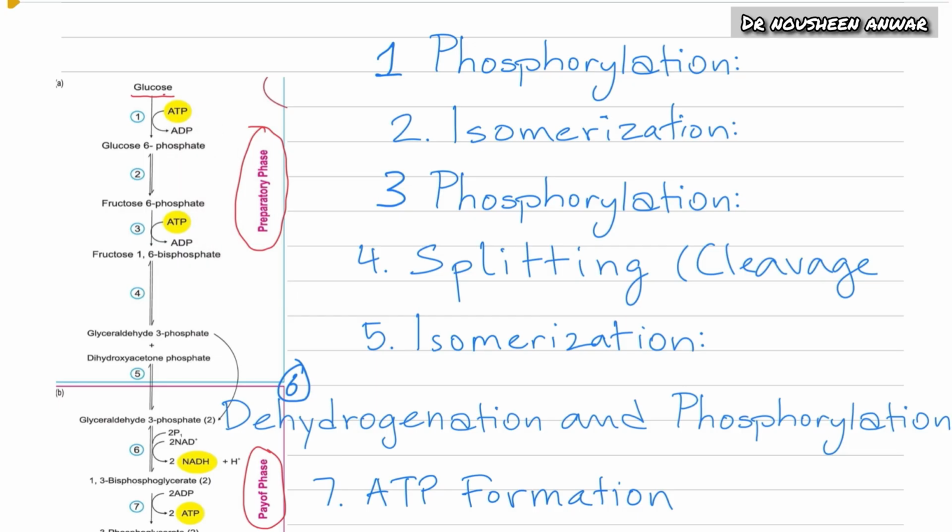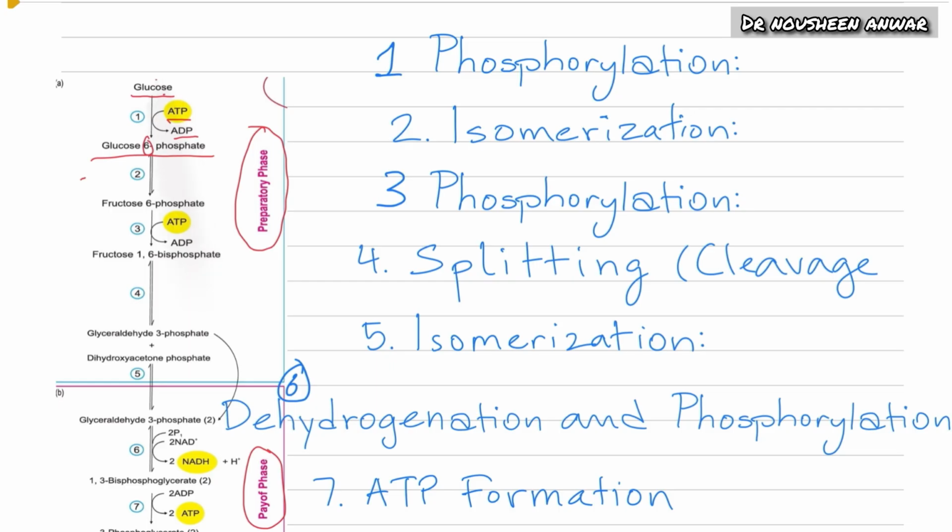Whenever this happens, in the glucose molecule there are 6 carbons. One phosphate from the ATP is removed and it becomes ADP, adenosine diphosphate, and this phosphate group is attached to the 6th carbon of the glucose. So it will become glucose 6-phosphate. That's why it's called glucose 6-phosphate, because the phosphate is attached to carbon number 6, right?